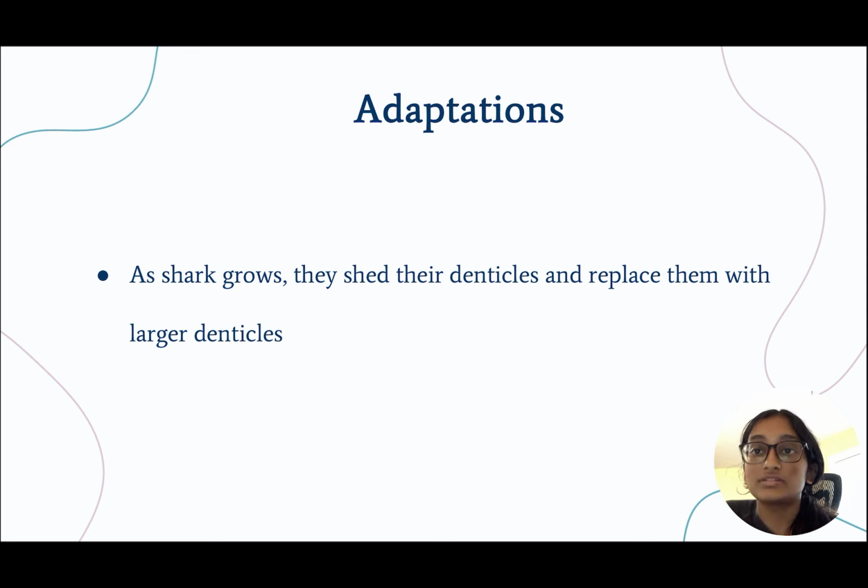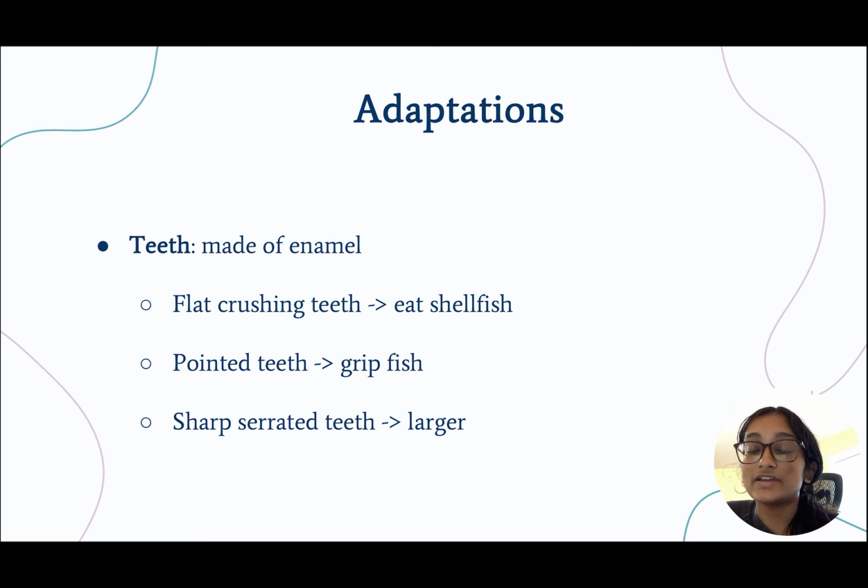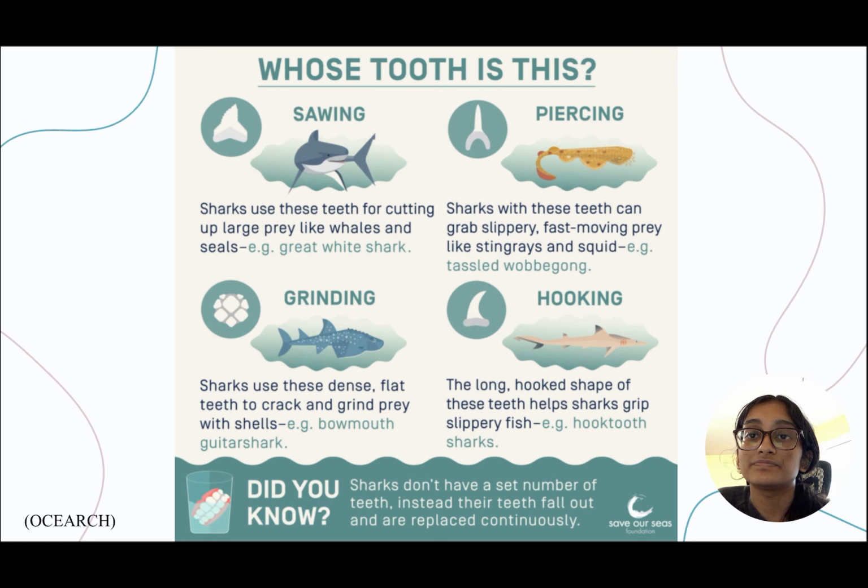As the shark grows, they shed their denticles and replace them with larger denticles annually. Now, a very important adaptation that these spiny dogfish have evolved include teeth. Teeth are made out of enamel. They have 3 types of main teeth: flat crushing teeth used to eat shellfish, pointed teeth for gripping fish, and sharp serrated teeth for larger specimens.